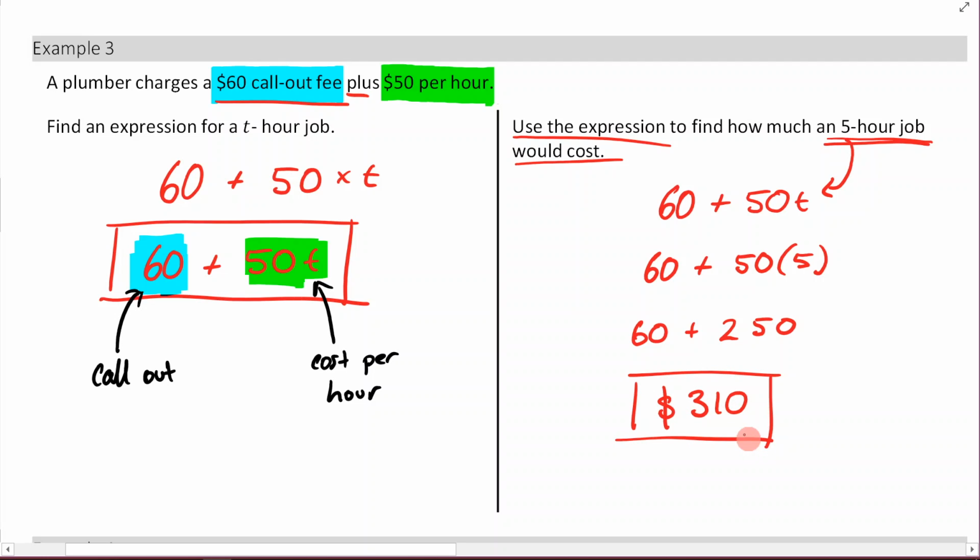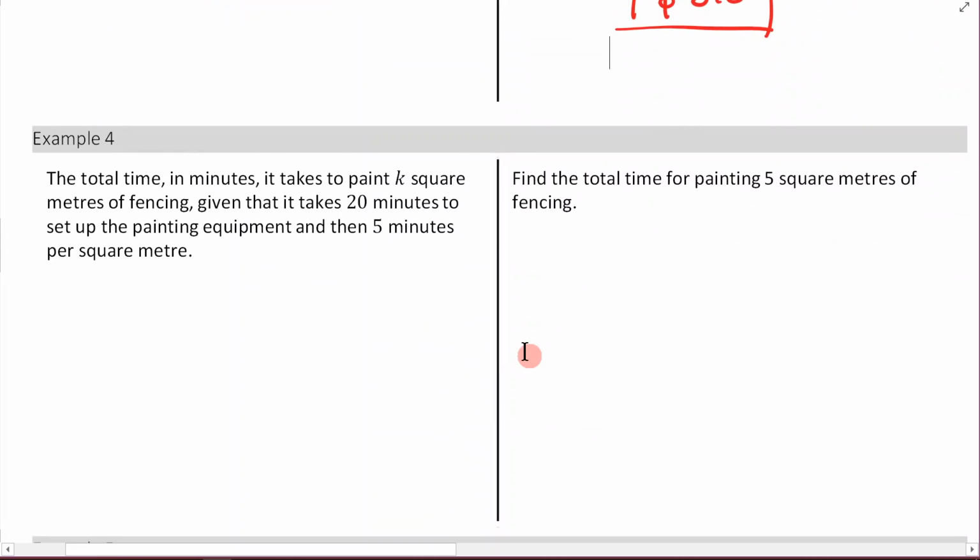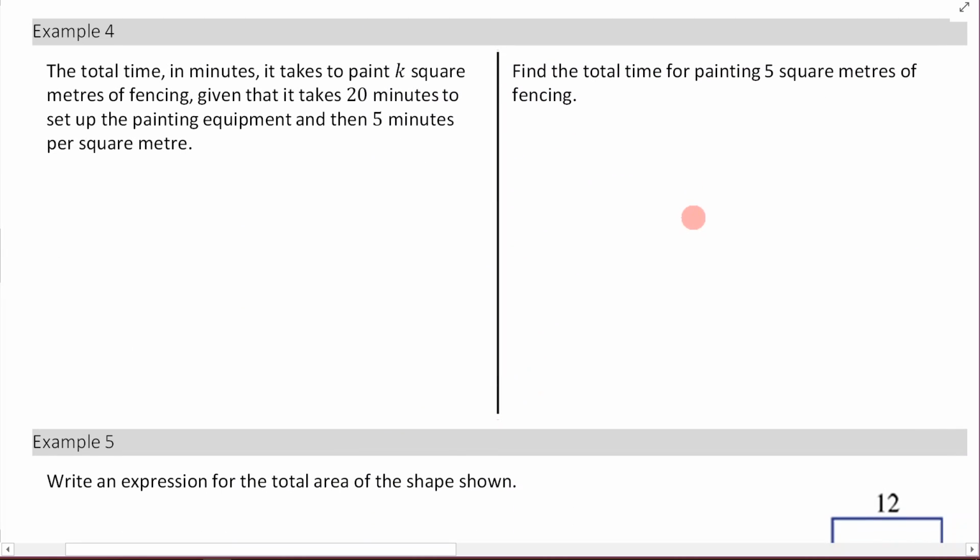So as you can see, I did this by substitution. All right, let's move on to our next one. This is example 4. Let's get the highlighter out. It says the total time in minutes it takes to paint K square meters of fencing, given that it takes 20 minutes to set up the painting equipment and then 5 minutes per square meter. All right, so we have to write an expression that represents this.